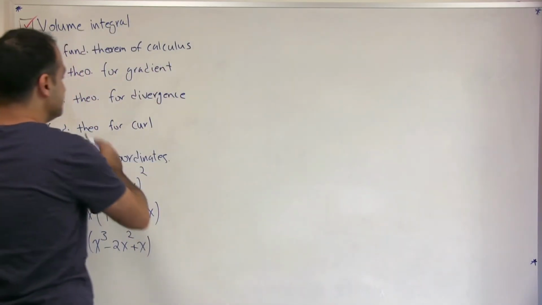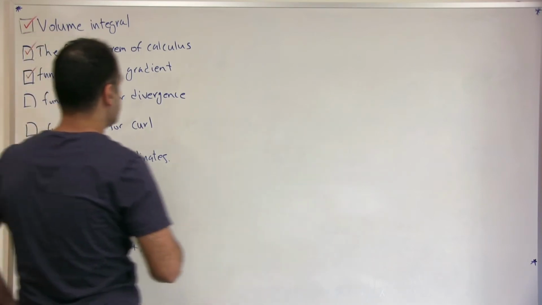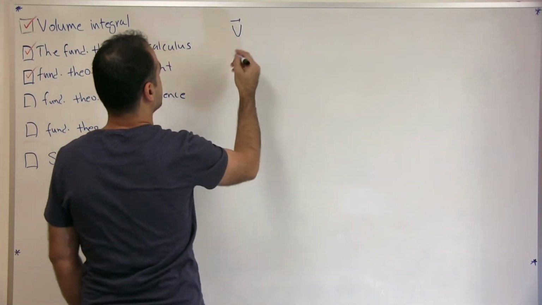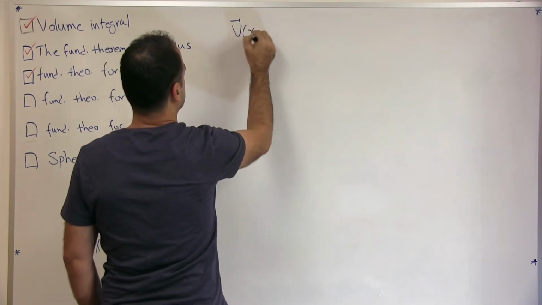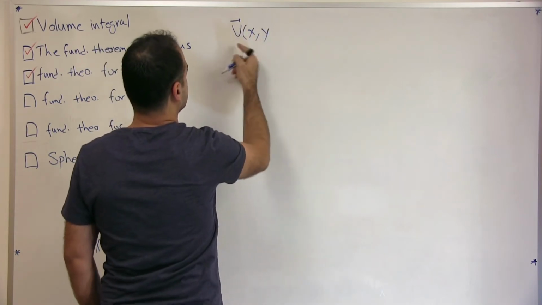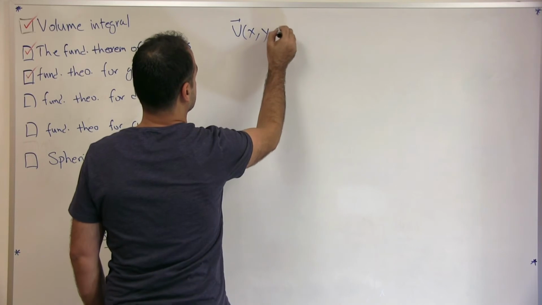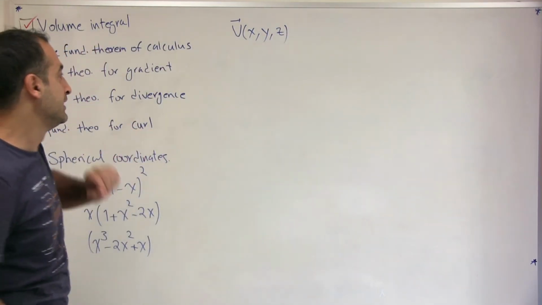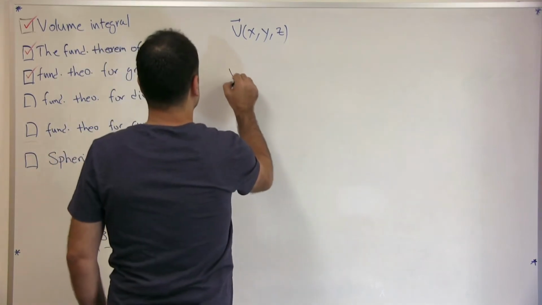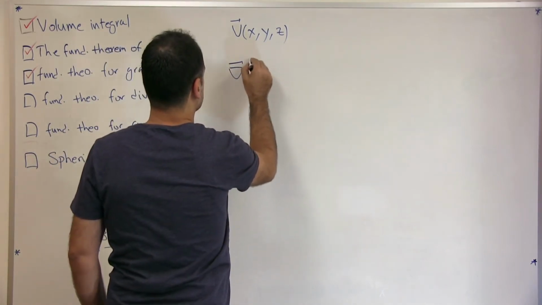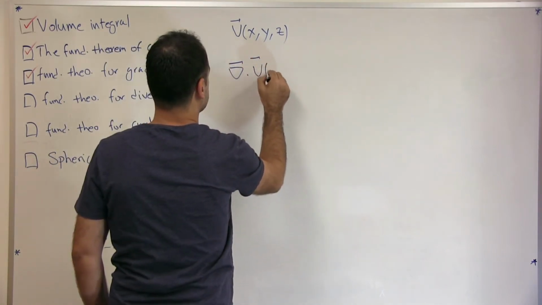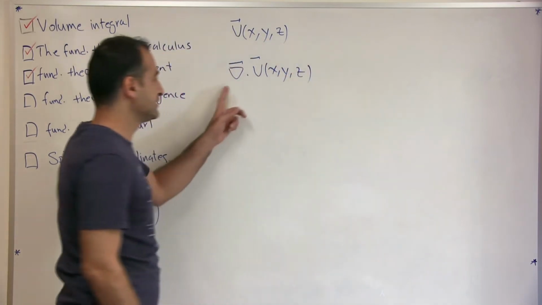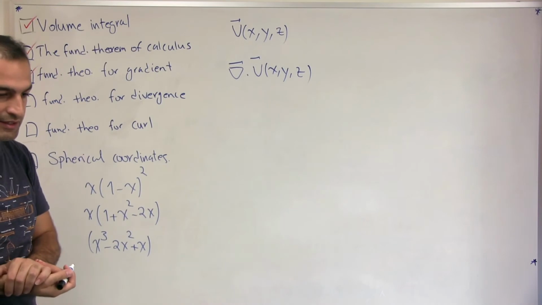So expanding that for the divergence, we need to start first by supposing we have the vector function v, which is a function of x, y, and z. So this is a three-dimensional vector function, and the divergence of v basically gives me a scalar function.